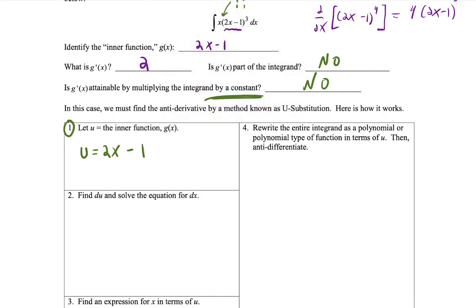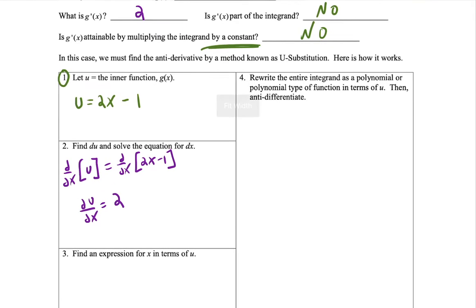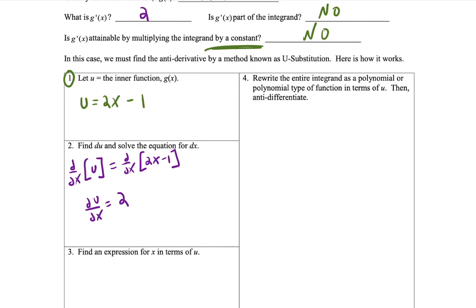So what I'm going to do here is take the derivative with respect to x of both sides of this equation. That gives me du, the derivative of u with respect to x, is equal to, well, the derivative of 2x with respect to x is 2, and the derivative of negative 1 is 0. So du over dx equals 2, and it says here solve for dx.